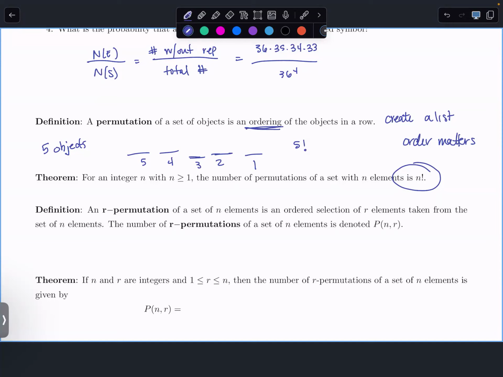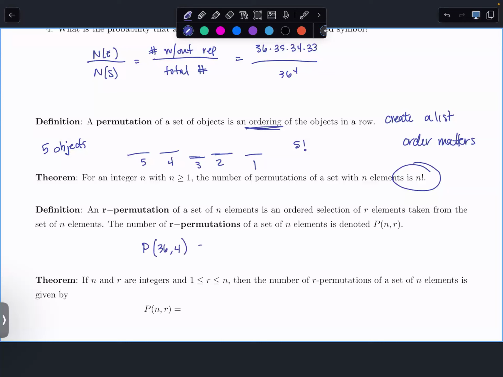In a permutation of a set of n elements, the number of people in this room would be the n elements, and I want to do a permutation of 5 people within that, not just the 5 of us. The number of r permutations of a set of n elements is denoted P(n, r). You can do this in your calculators. If you hit the stats button, so when you're doing your web assigned stuff, you need to do this.